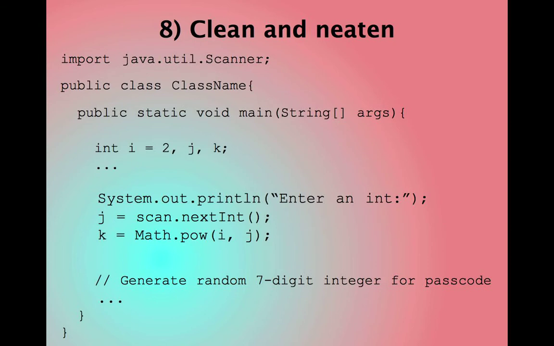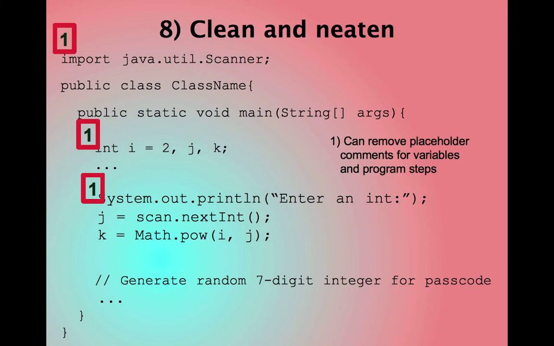Finally, what you'll want to do is simply make your code cleaner and neater. For example, you can remove the placeholder comments now, because we're initially putting them there in the first place as a guide. So you could take out your import comment, certainly, as well as the variables comment and the program steps comment, because we don't really need those anymore. We're just doing that, again, as kind of a guide to tell us what to put where.